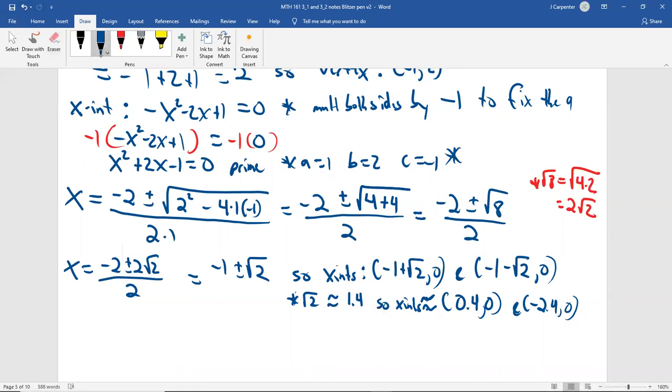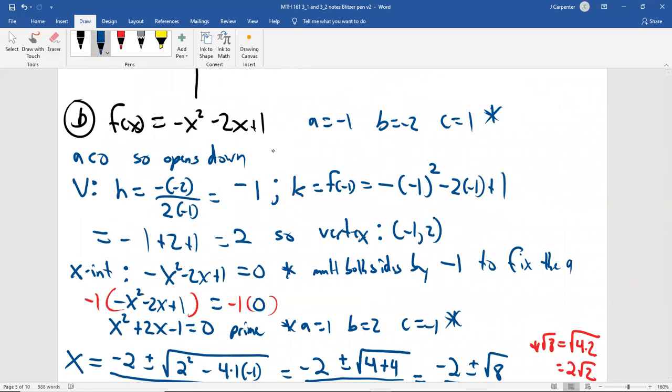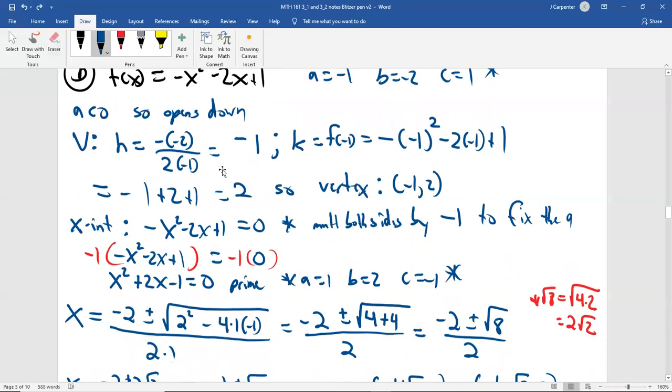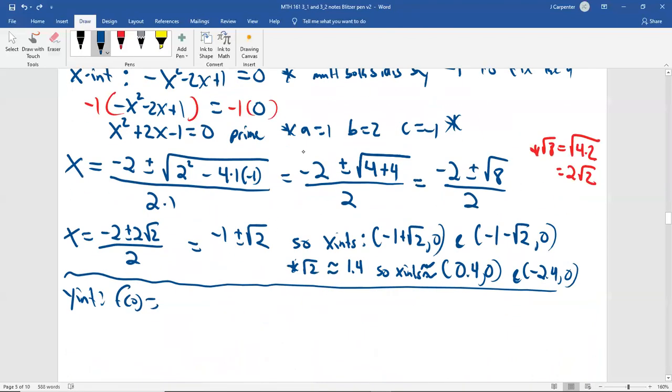Now we can do our y-intercept finally. The y-intercept is where we find f of 0. And we do have to go back to the original function. We cannot use the one where we moved things, because when we moved things, we had made this part a 0. We can't move things if it's not 0. So we're going back to the negative x squared minus 2x plus 1. Again, negative x squared minus 2x plus 1. So that's negative 0 squared minus 2 times 0 plus 1, which I think is very obviously 1. So our y-intercept is 0 comma 1.